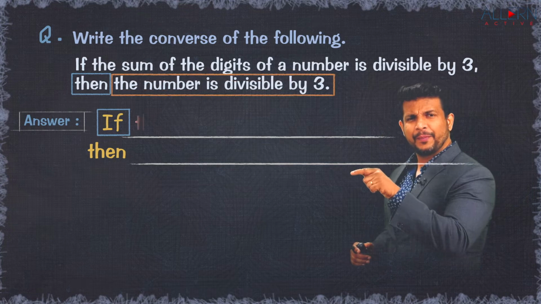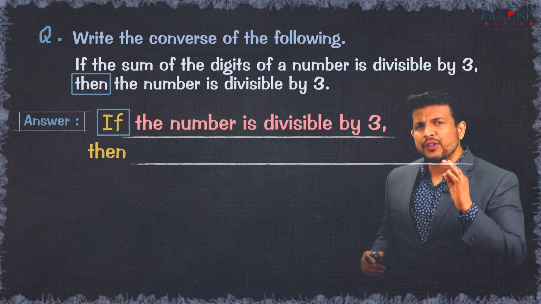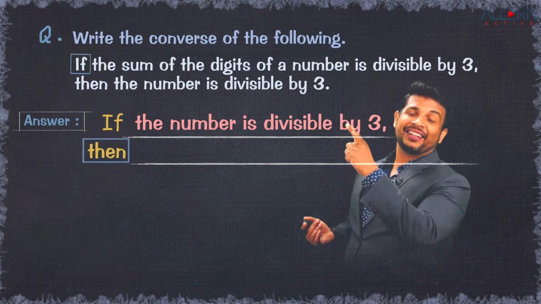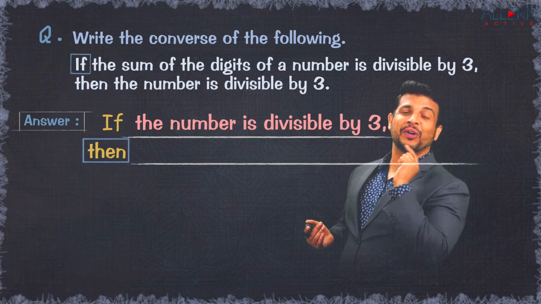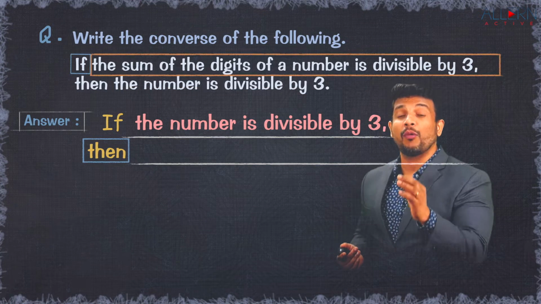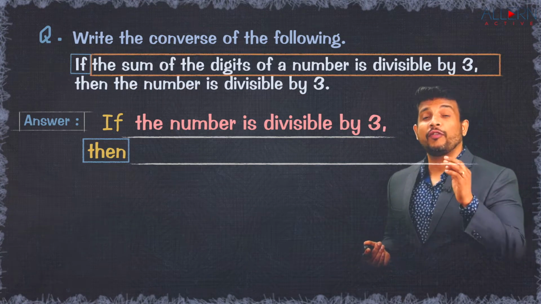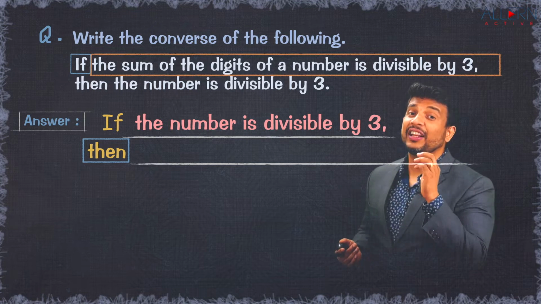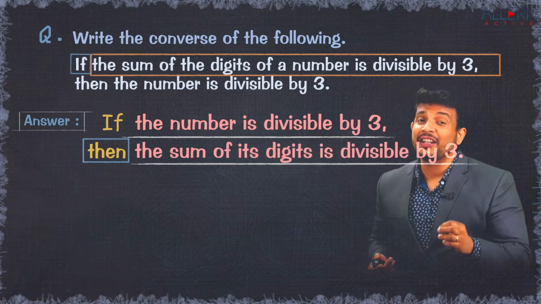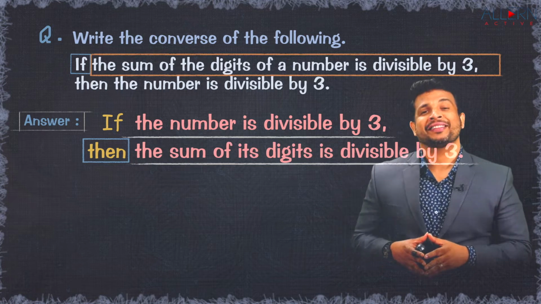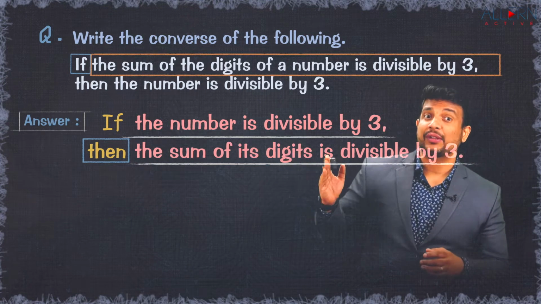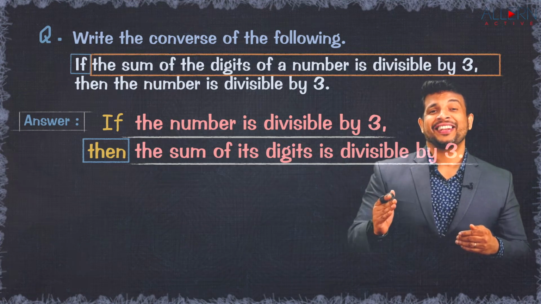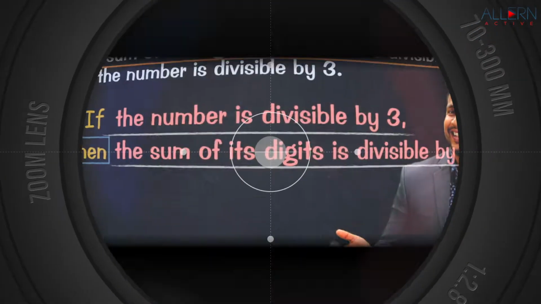So we write there, if the number is divisible by 3, then what happens? Then what is given there? That antecedent becomes a consequent. Then we can say that the sum of the digits of a number is divisible by 3. So we need not write the number again. So what do we write? We write the sum of its digits is also divisible by 3. See there. If the number is divisible by 3, then the sum of its digits is divisible by 3. Was that easy? It's so simple.